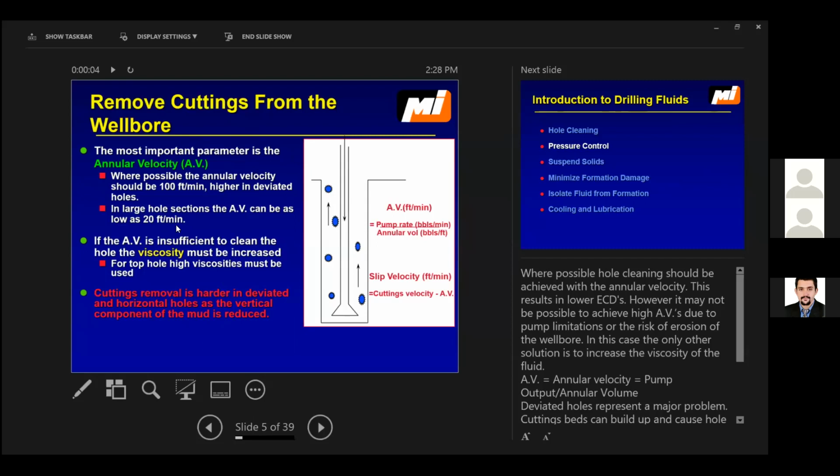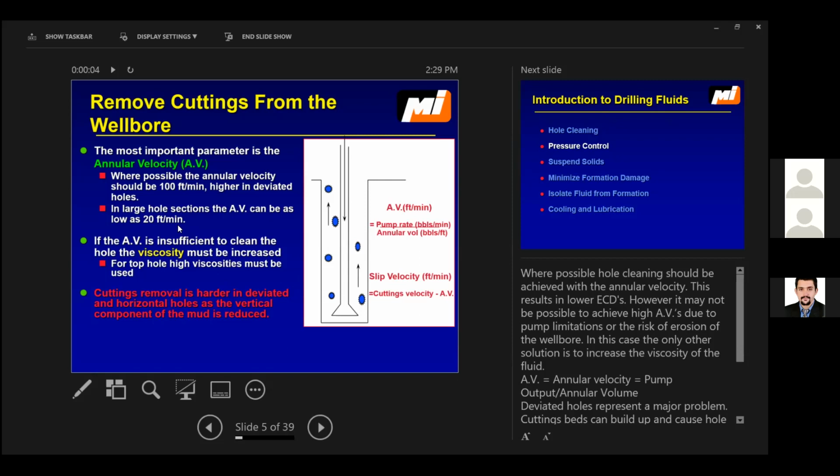If the annular velocity is insufficient to clean the hole, the viscosity must be increased. So we are talking about the top hole viscosities. We have a large flow rate, but also we have a large hole size. So the conclusion is we have a low annular velocity. That's why we should use higher viscosities than normal.